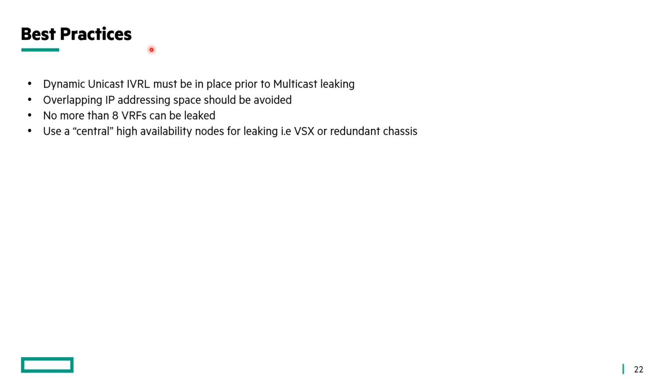So in terms of best practices, it's quite a lot of common sense really. Use dynamic unicast IVRL, and this must be in place prior to the multicast leaking. Don't use overlapping IP address space, and this should be avoided, otherwise you're going to get unpredictable results. Today you can only leak 8 VRFs, and generally use a central high availability node for the leaking, i.e. using VSX pairs, or use some sort of redundant chassis like a 6400.